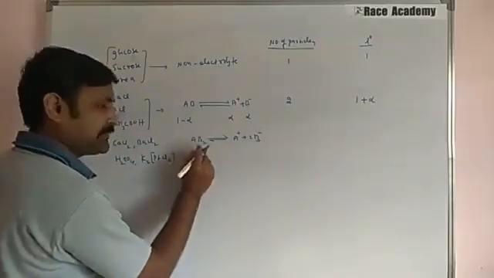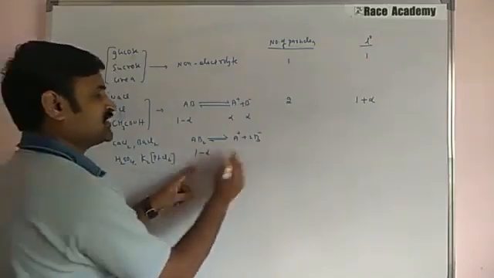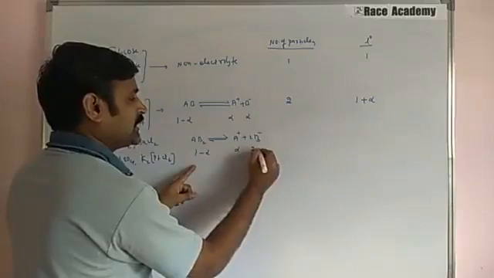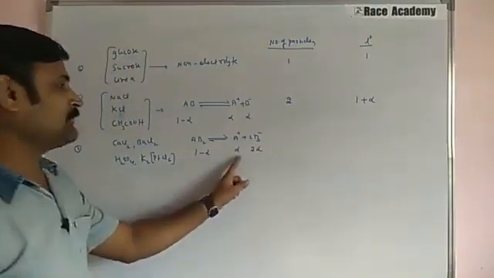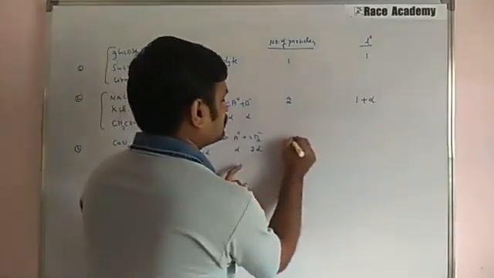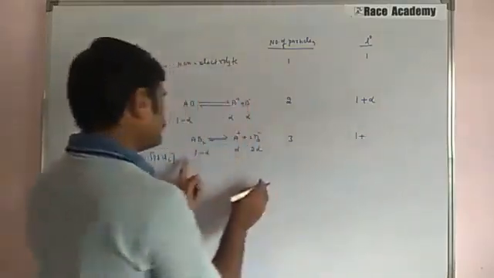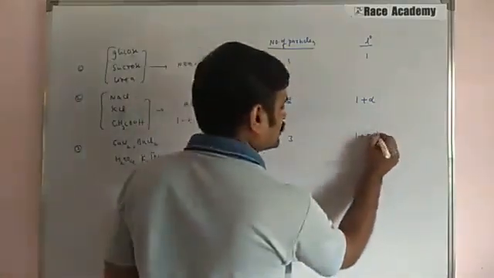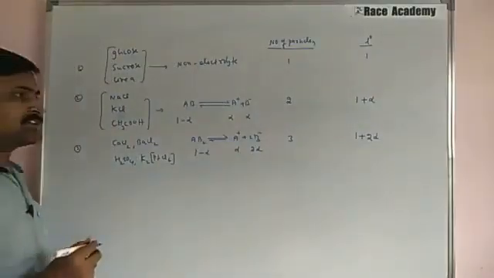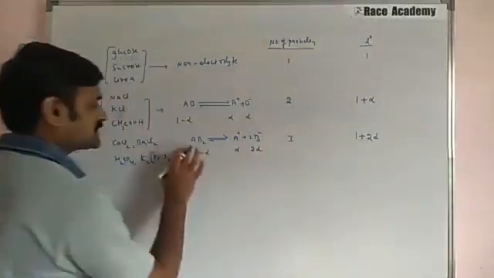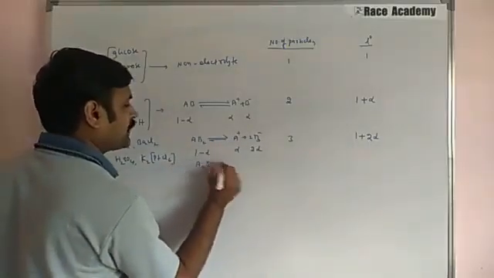If you take AB2, then it will be 1 minus alpha. Upon dissociation, it will be alpha, and 2 alpha. So the number of particles here is 3. And the Van 't Hoff factor total is 1 plus 2 alpha. So here, the degree of dissociation is nothing but alpha in this case. AB2 type we wrote. Similarly, you can write A2B type also.